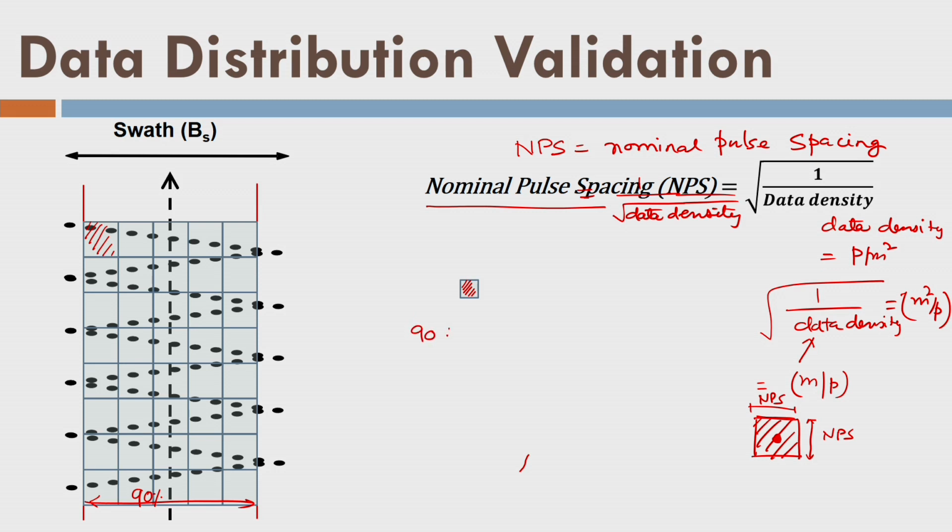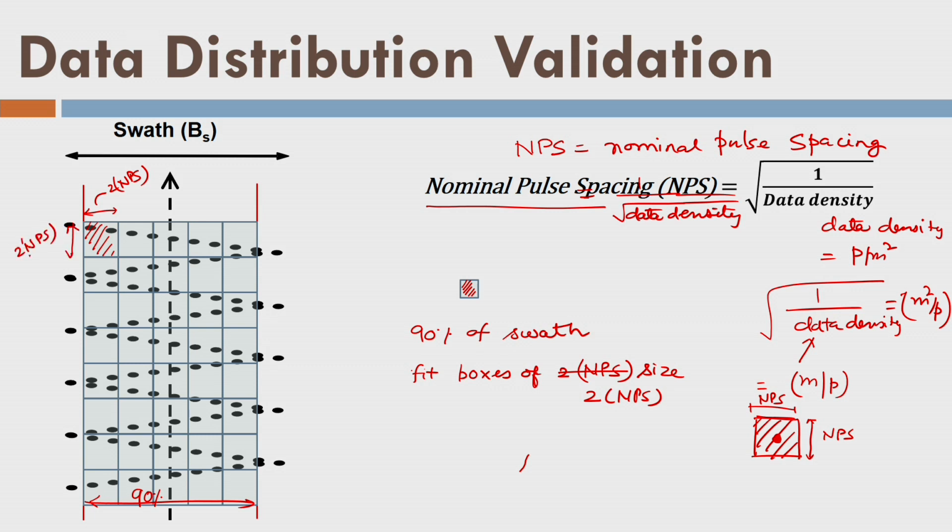But again, we know that since this is a random sampling of data, what will happen? We say that first of all we'll take the 90% of the swath, the center of the swath, and we'll fit boxes of size 2 times NPS. So this length is 2 times NPS, and this length is also 2 times NPS, right? Now such boxes are there.